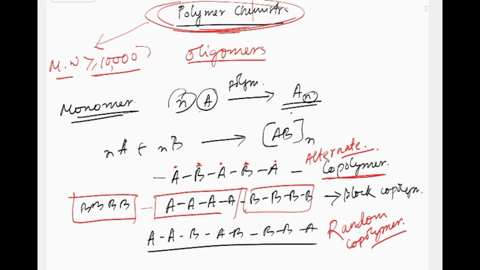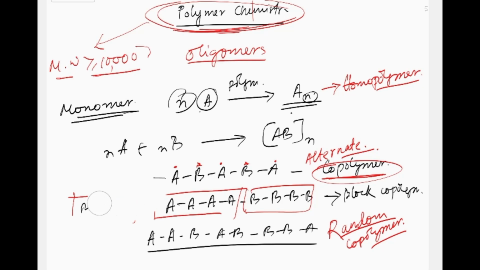copolymer. So this is a very simple classification, that is when only one monomer is used, then it is called a homopolymer. But when more than one monomer is used, it is termed as copolymer. And in copolymer we have classifications, right, like random copolymer, alternate copolymer and block copolymer. Okay.